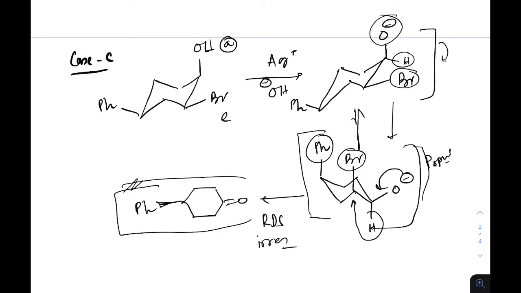Similarly, in the presence of Ag+, it will go a similar way, just there will be AgBr precipitate. It will generate a positive center. It will be the driving force of hydride transfer.